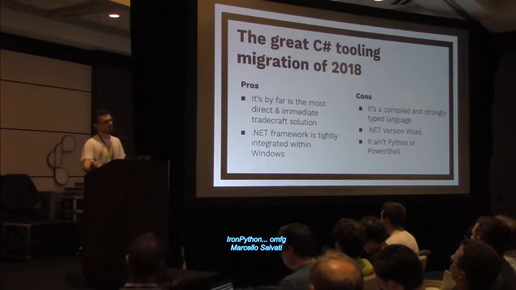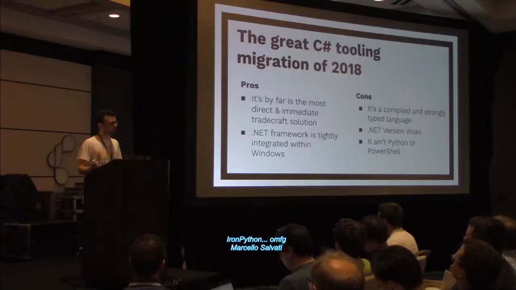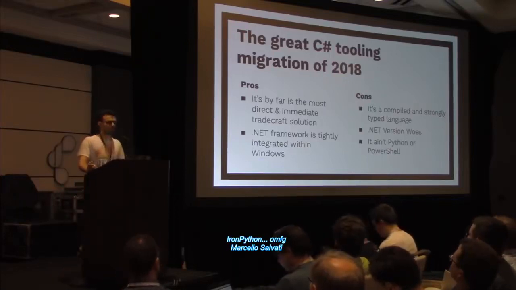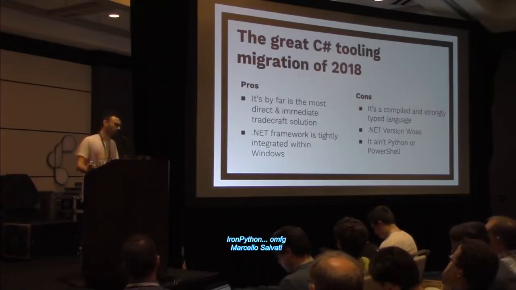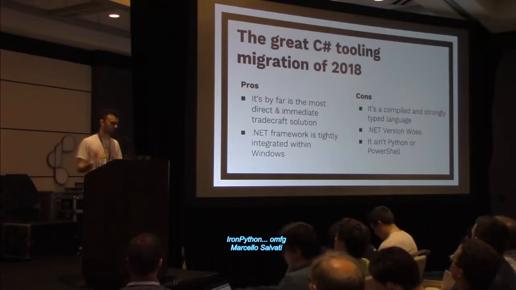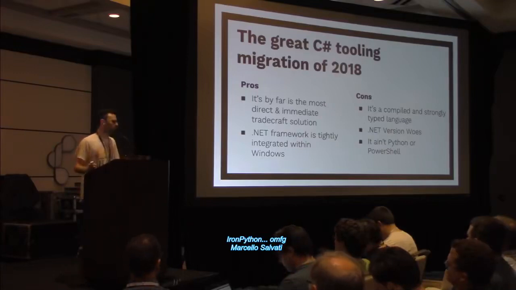The cons is it's a compiled and strongly typed language, meaning that during limited engagement windows, I personally don't want to compile stuff every 2 seconds and drop binaries to disk and all that stuff. And also .NET version modes, if you compile something against a version of .NET, it's not going to be backwards compatible. So it's just a lot of stuff that I really don't want to deal with, especially if I'm on a limited engagement window, right?